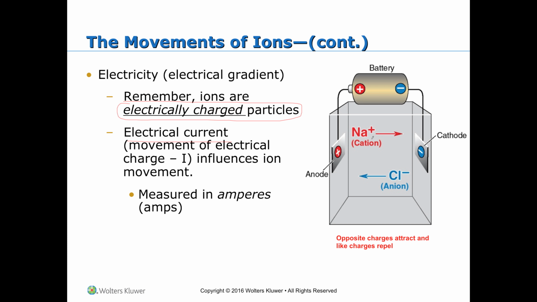So sodium is a cation and it will flow toward the cathode. Chloride is an anion and will flow toward the anode. Cl carries a negative charge and will flow towards the positive. Sodium is positive and will flow towards the negative.